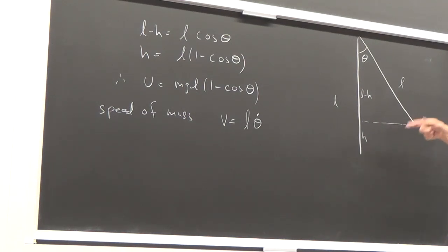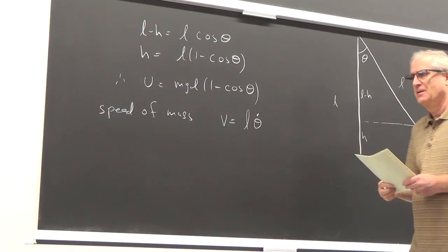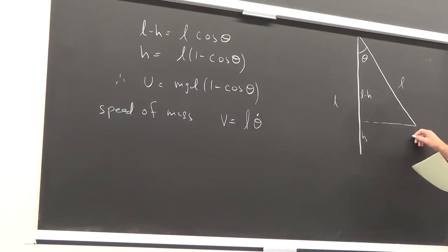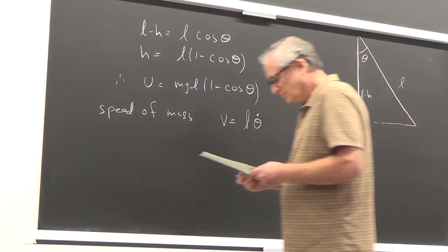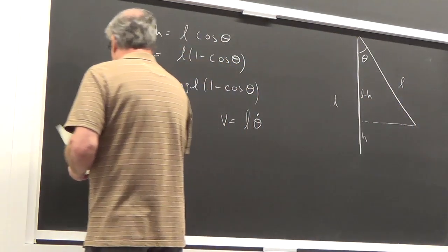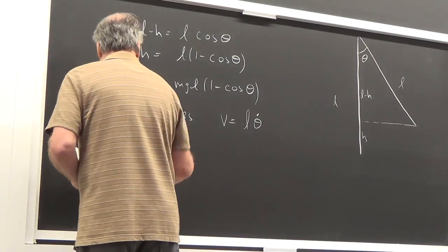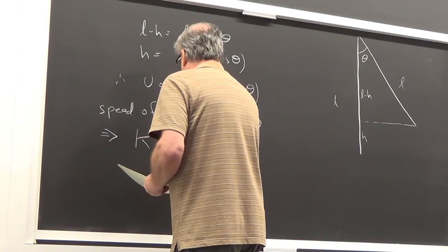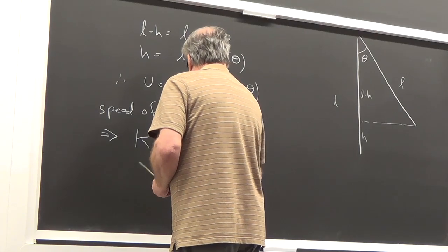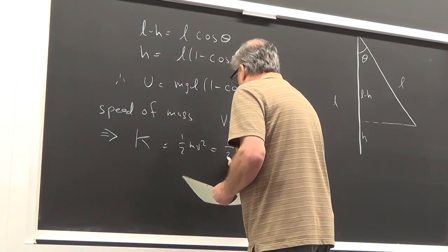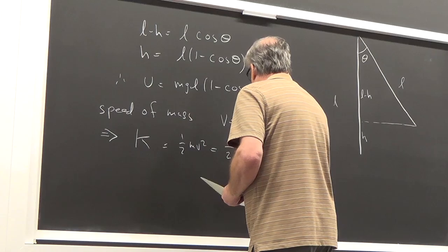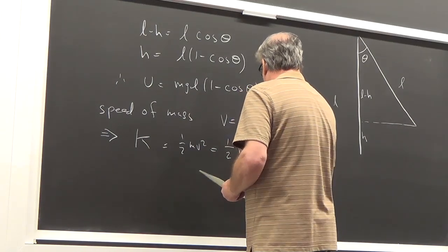The angular coordinate is a nice coordinate because it's easy to write. It'd be a little more complicated if I had to write it in terms of h, because the speed is not just h changing, it's this direction changing too. So the kinetic energy, K, is just 1/2 mv squared, which is equal to 1/2 mL squared theta dot squared.